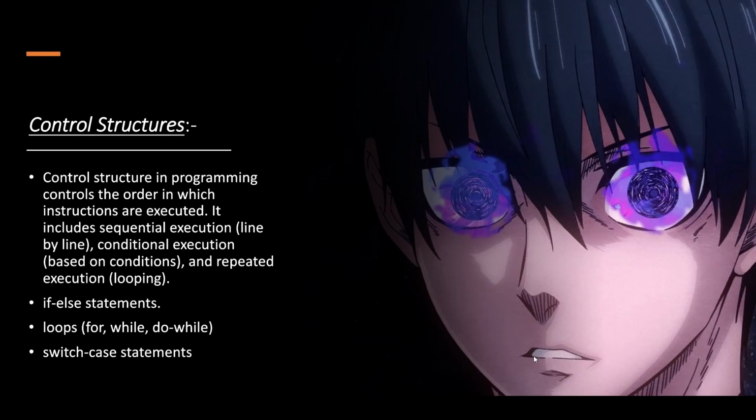Let's dive right in. Here, as you see, the basic definition of control structure is: control structure in programming controls the order in which instructions are executed. It includes sequential execution, which means line by line. For example, here you have a certain instruction set.